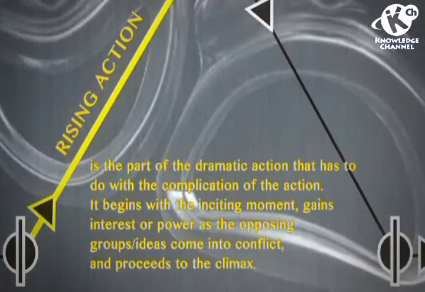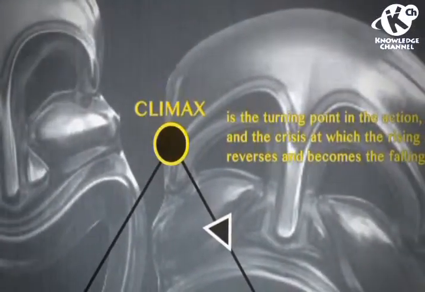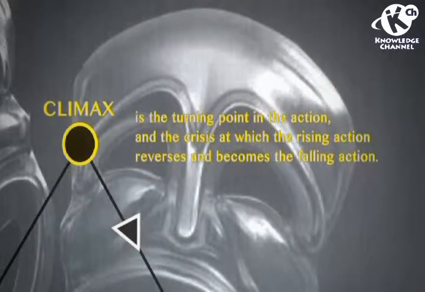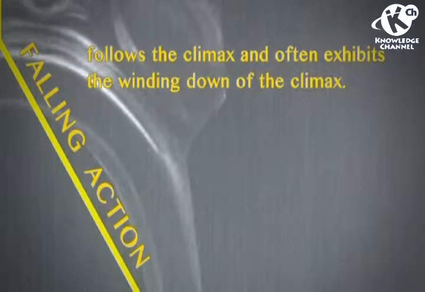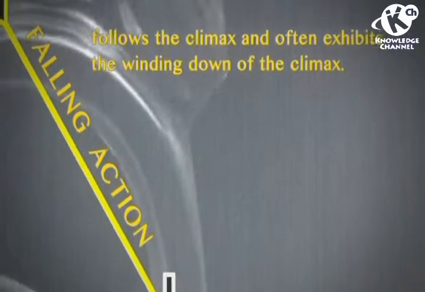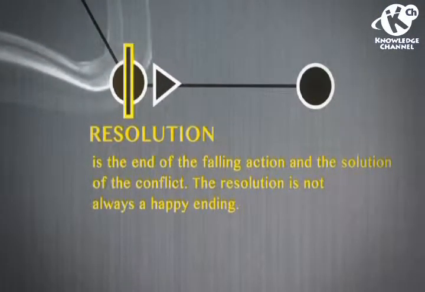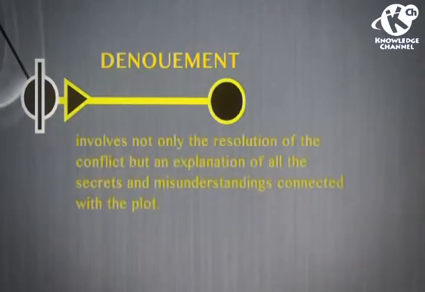Rising action is the part of the dramatic action that has to do with the complication of the action. It begins with the inciting moment, gains interest or power as the opposing groups or ideas come into conflict, and proceeds to the climax. Climax is the turning point in the action, the crisis at which the rising action reverses and becomes the falling action. Falling action follows the climax and often exhibits the winding down of the climax. Resolution is the end of the falling action and the solution of the conflict. The resolution is not always a happy ending. The denouement involves not only the resolution of the conflict, but an explanation of all the secrets and misunderstandings connected with the plot.